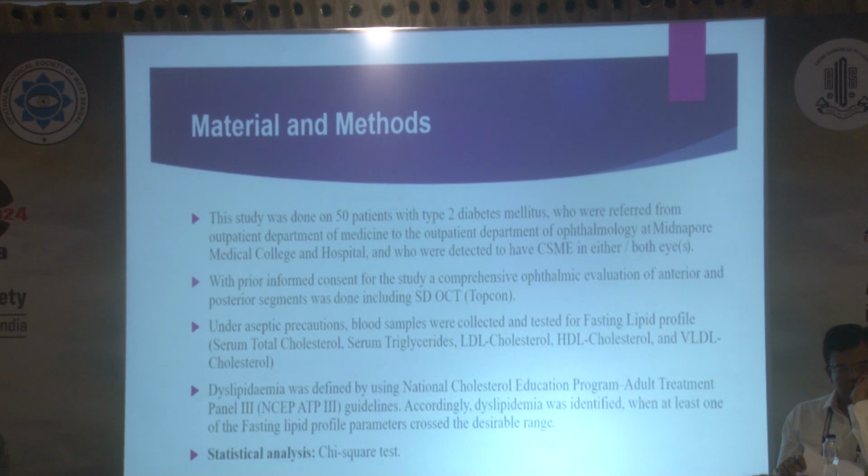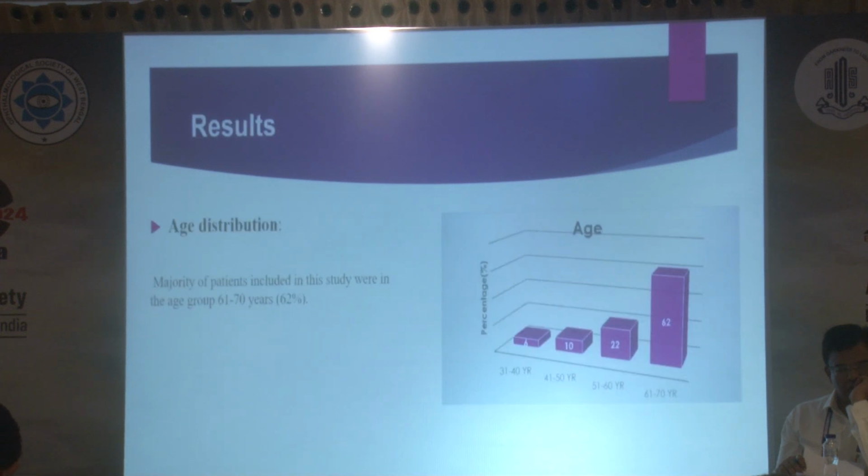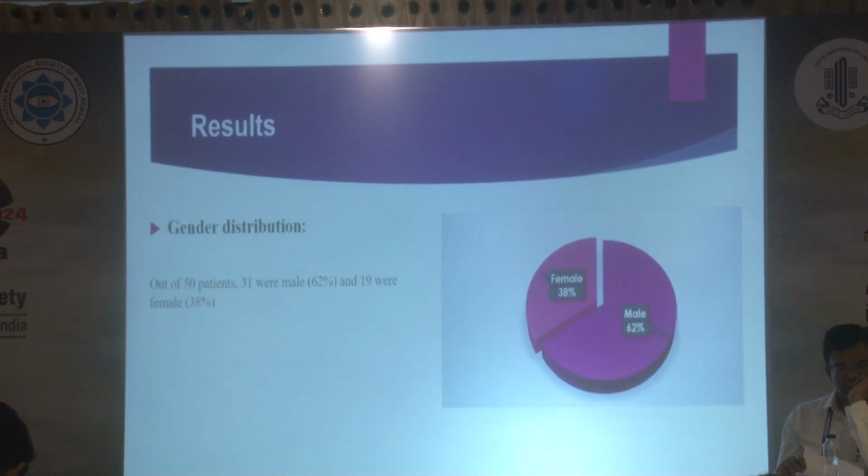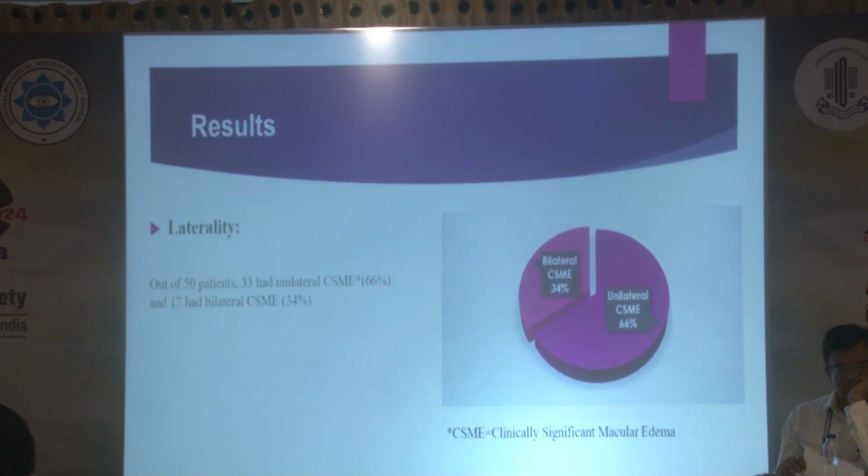This study was done on 50 patients with type 2 diabetes mellitus. Under aseptic conditions with prior informed consent, blood samples were collected and tested for fasting lipid profile. Dyslipidemia was defined using the National Cholesterol Education Program Adult Treatment Panel 3 guidelines, and appropriate statistical tests were done. As a result, the majority of the patients were in the age group 61 to 70 years. 62% were male and 38% were female. 66% had unilateral CSME and 34% had bilateral CSME.